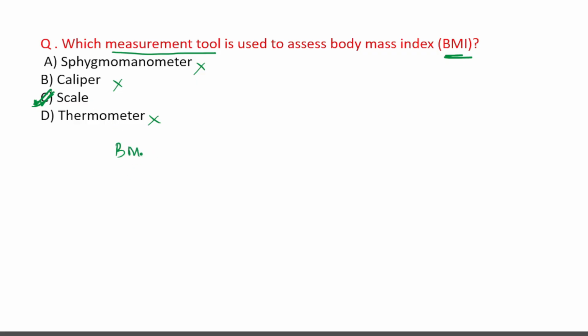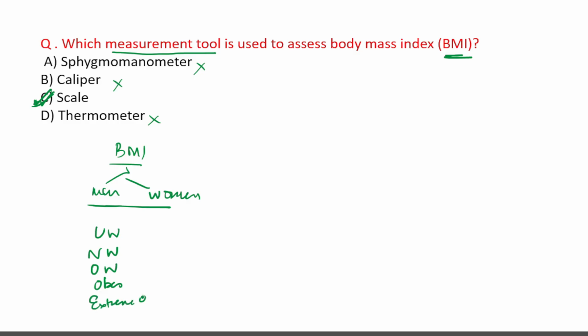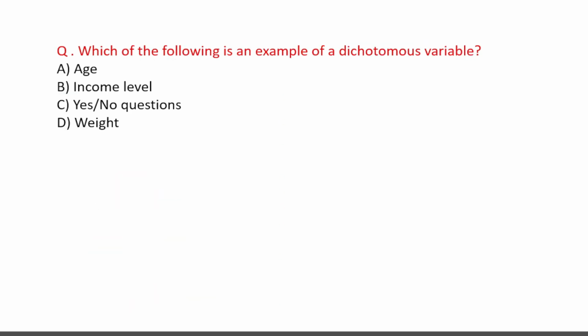It is scaling. How do you scale BMI? BMI can be scaled for both. It is different for men and it is always different for women. So in both the categories, the scales will be underweight or normal weight. Then you have overweight. Then you have obesity. And then you have extreme obesity. So these are few scales. According to this, the BMI numbering are given. Therefore, the answer for this question is scale. Please remember the question and also the answer. Now see this question.